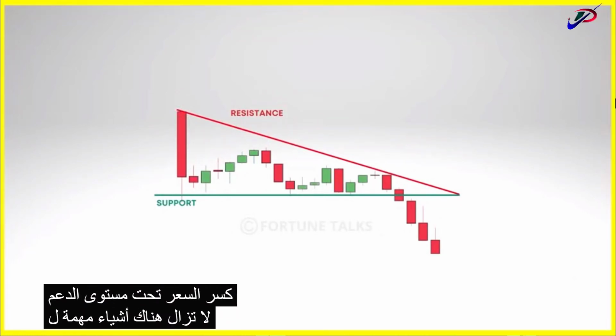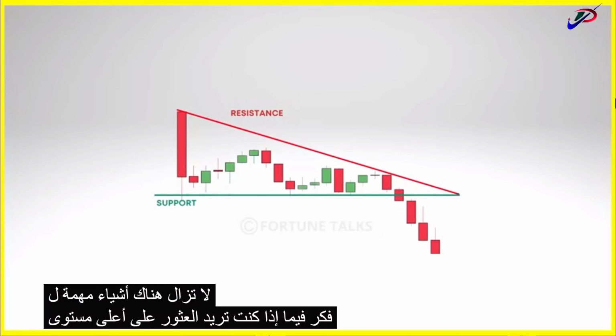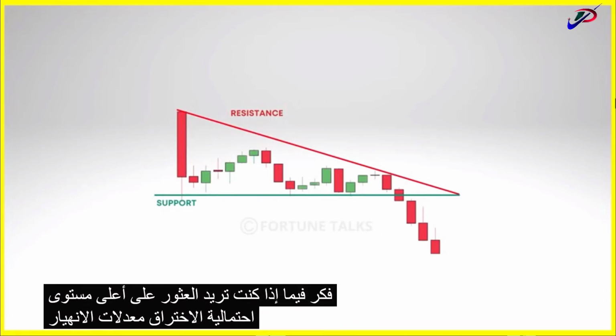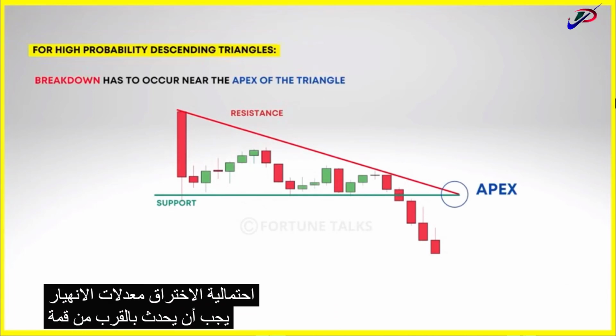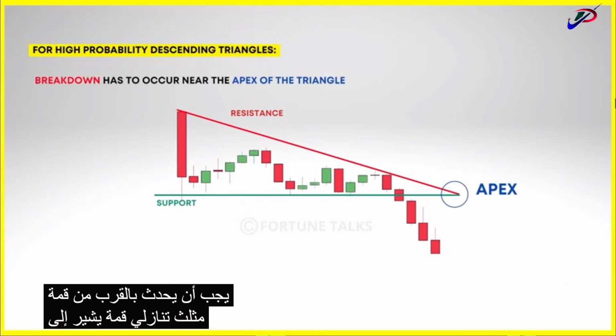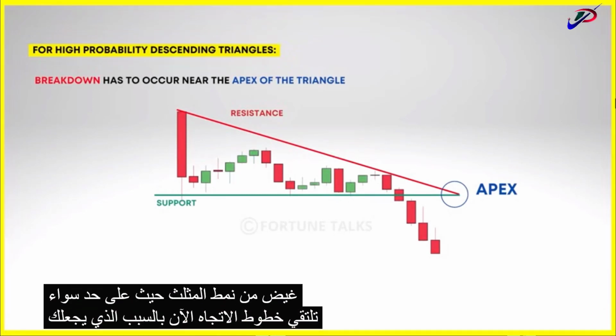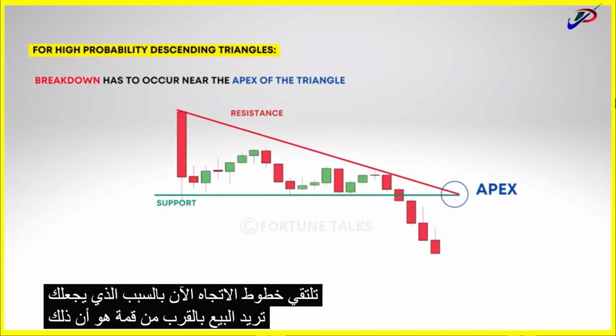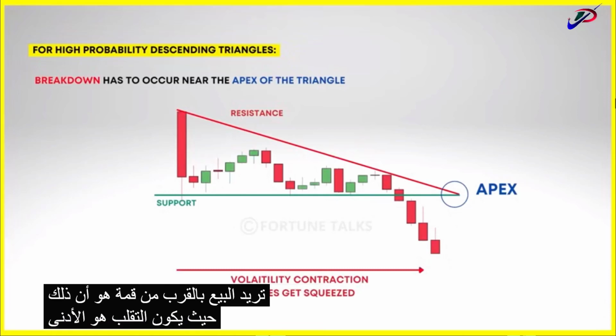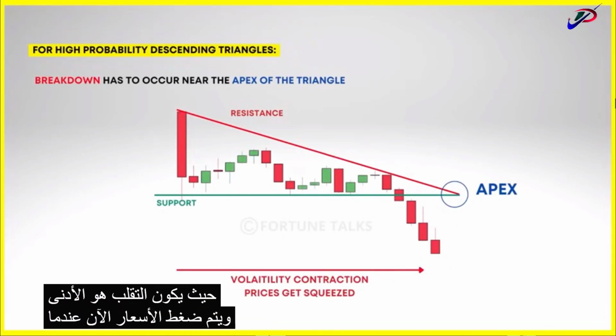Still, there are important things to consider if you want to find the highest probability breakout trades. The breakdown should occur near the apex of the descending triangle. Apex refers to the tip of the triangle pattern where both the trend lines meet. Now the reason you want to short near the apex is that it is where the volatility is the lowest and the prices are squeezed.